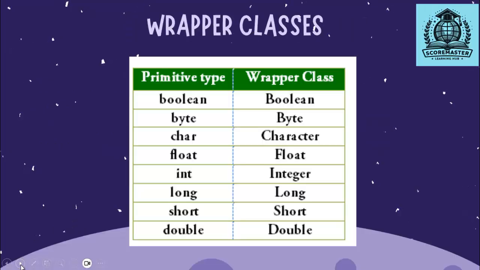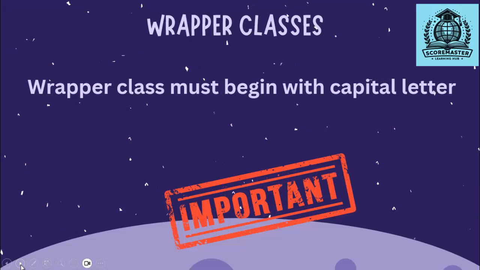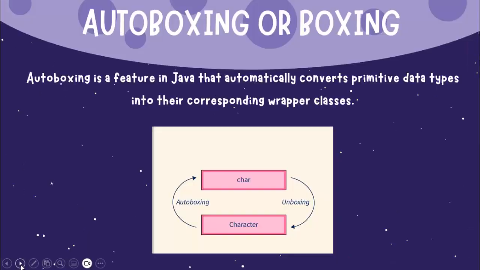Now coming on to the wrapper classes, boolean is converted to capital B Boolean, byte is converted into capital B Byte, so it is becoming an object there. char is converted to Character, float to Float, int to Integer. If you observe, everywhere the first letter of the wrapper class is a capital letter. So a wrapper class must always begin with a capital letter. It's a very, very important point here. Hope you have understood a bit here.